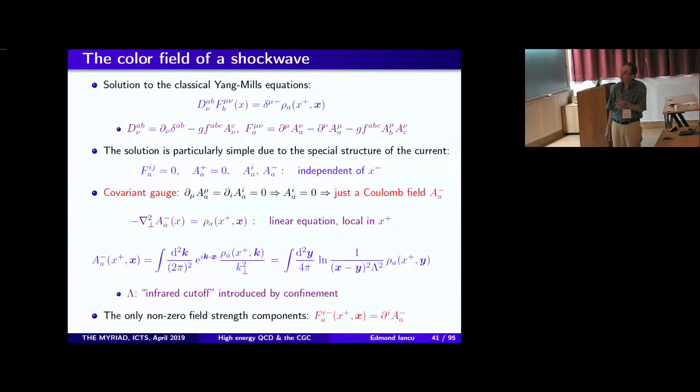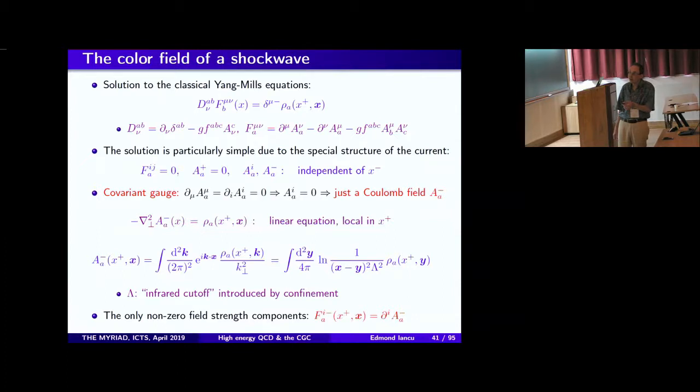Good. So that equation with this source has very simple properties. And that's independent of the gauge. If you also fix the gauge, say you fix the covariant gauge, d mu A mu equals zero, then because of the independence of x minus, d mu A mu equals zero is the same as d_i A_i equals zero, which means that the transverse components are independent of the transverse coordinate. And if they're independent of the transverse coordinate, they're trivial because they're like constant gauge vectors. Well, a constant gauge vector is trivially equivalent to zero.